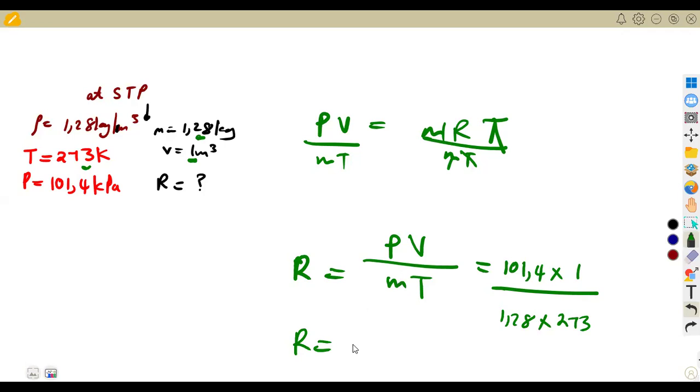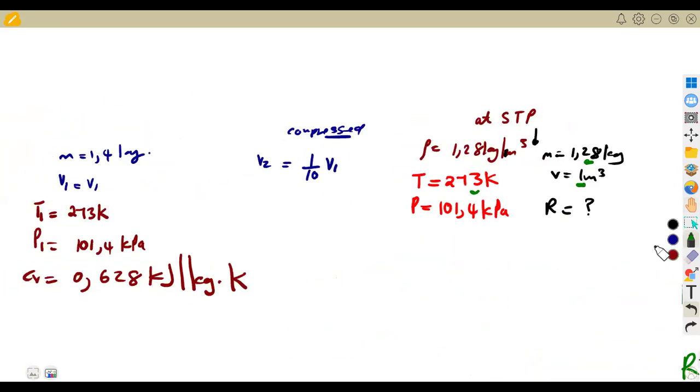So this was going to give us 0.29017, something like that. So it's going to be 0.29. All right. That's kilojoules per kilogram Kelvin. That's it. So we have R there. We now have R. With this R, guys, I want you to understand this. We are going to use it in our simplification to answer any question. This is the gas constant.